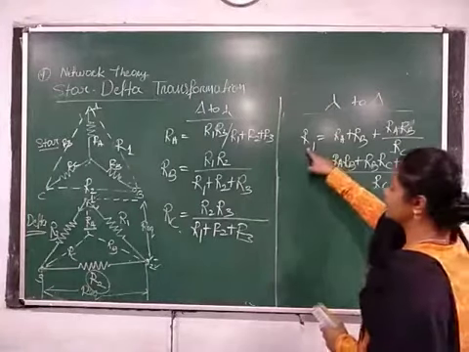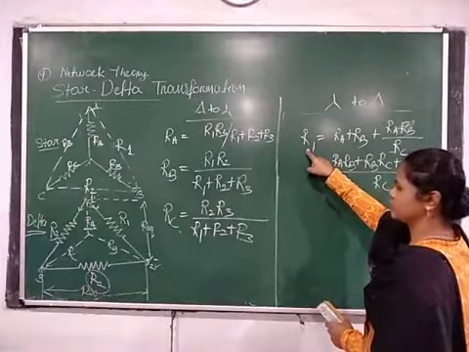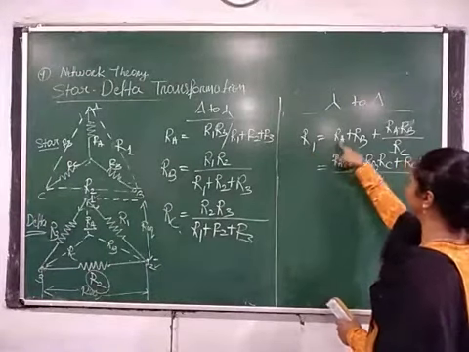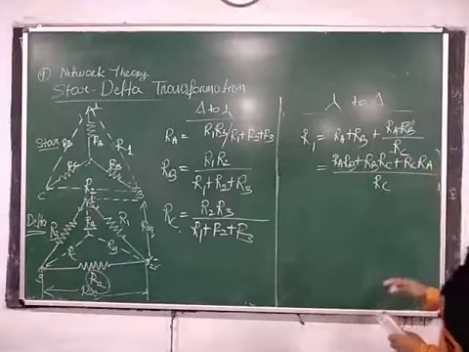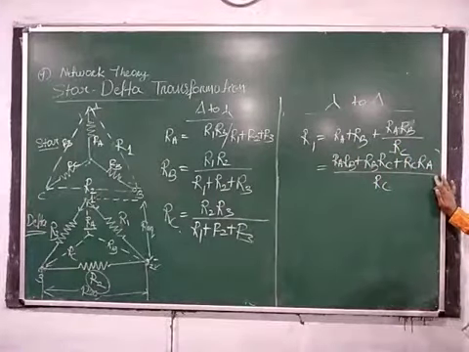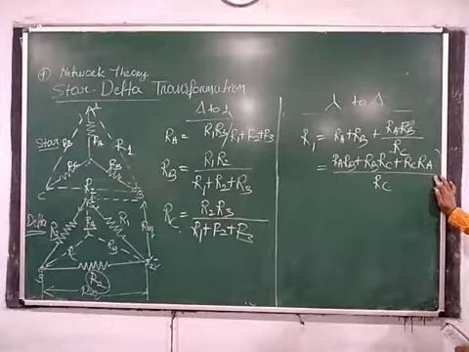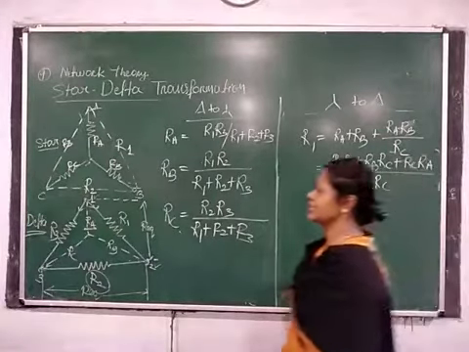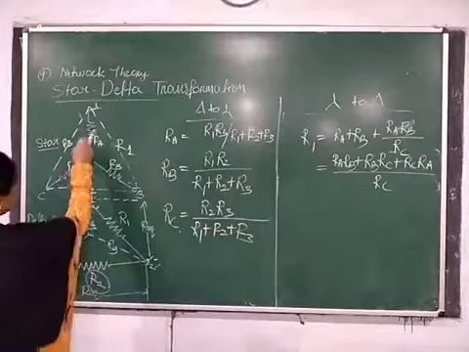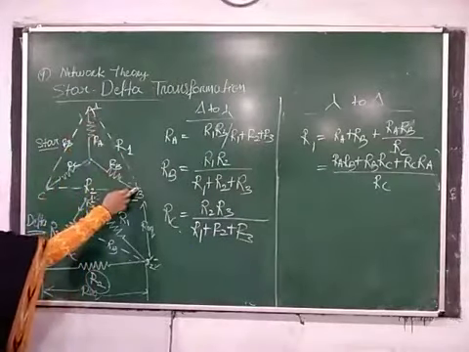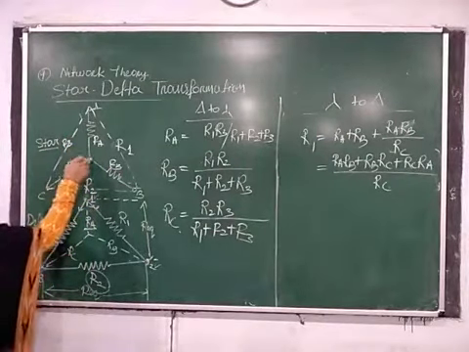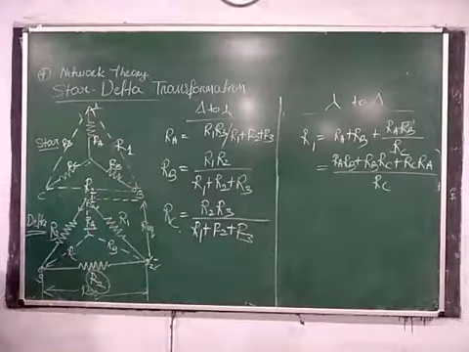Suppose I find delta in between terminal AB. So the second definition is the cross multiplication of the resistances connected in star divided by the opposite resistance in star connection, or the resistance present opposite to the delta one.